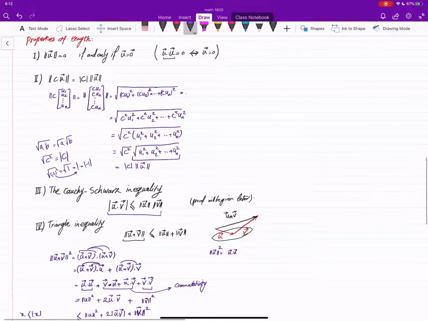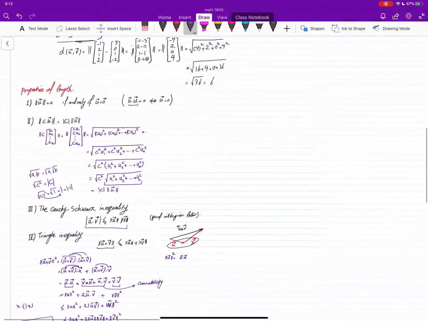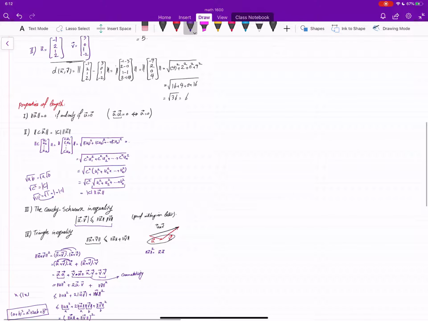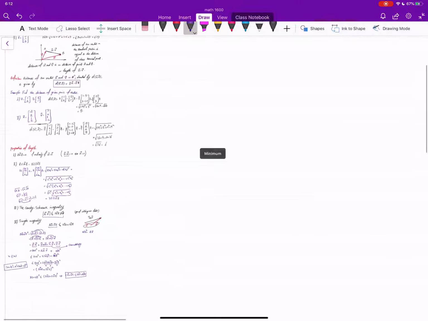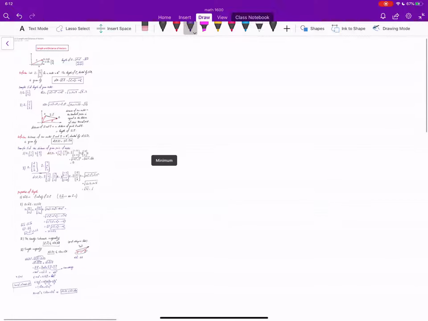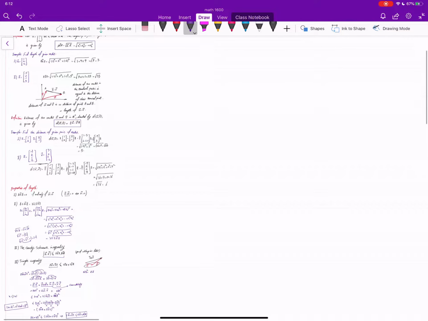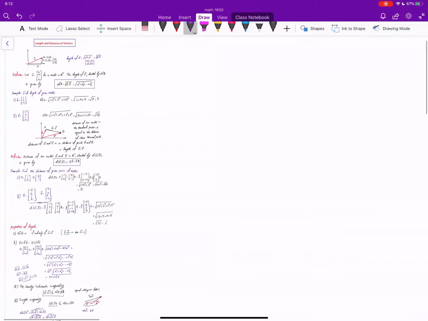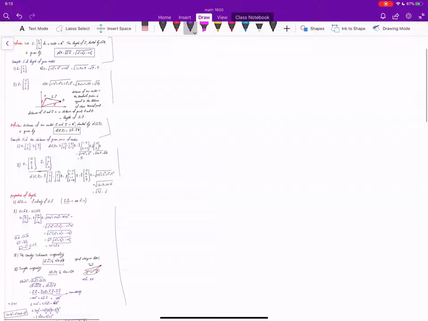Okay, so these were the properties of how dot product and length work, how sum and length work, and how scalar multiplication and length work, which were three important properties. As a quick review, we first defined the length of a vector. We defined the distance of two vectors. We did some examples, and then we studied the properties of length.